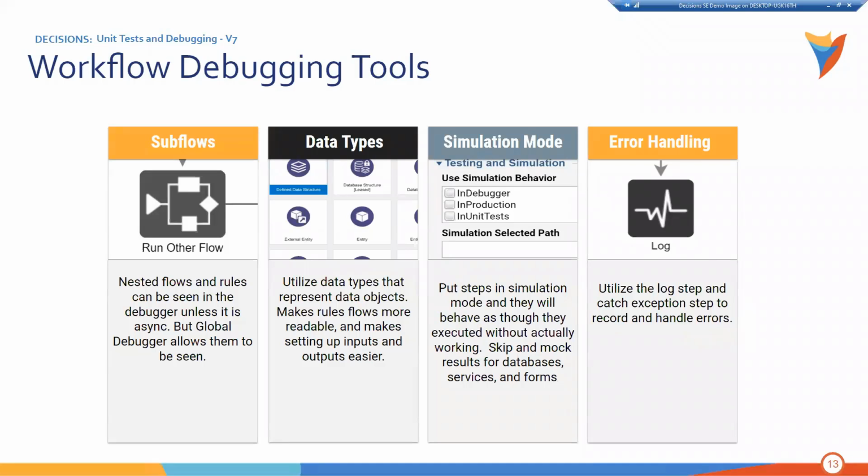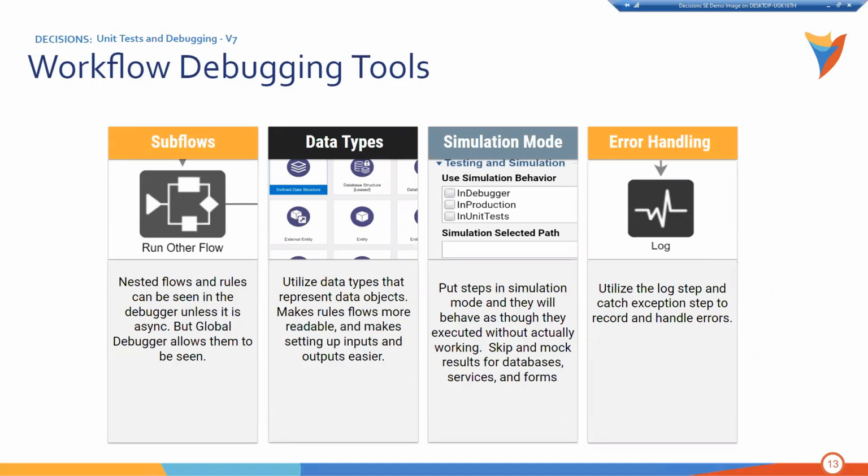So that allows you, in debugger, to take sample data back from that third-party API, which costs you money, and then put that in here and say, okay, simulate this is the behavior coming out. This is a great feature for all of y'all who maybe call out to a third-party system and validate data and it actually costs you money. This will skip and mock results for database services and forms.